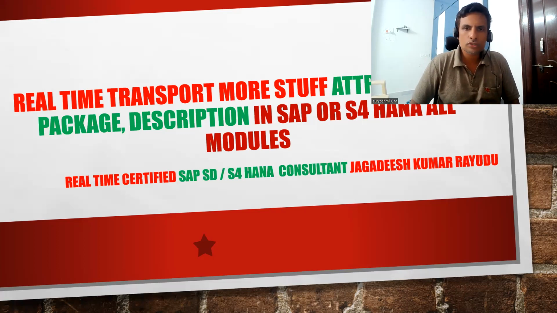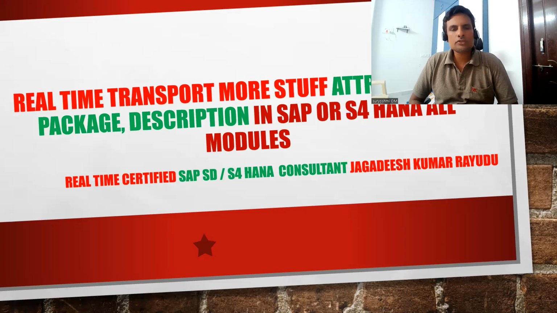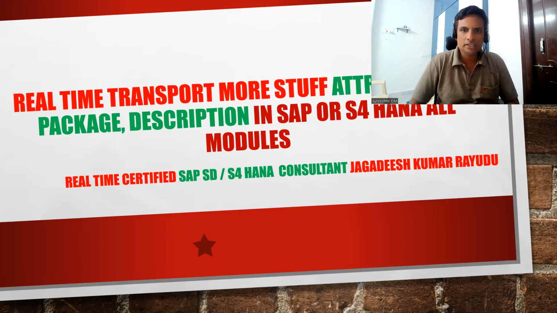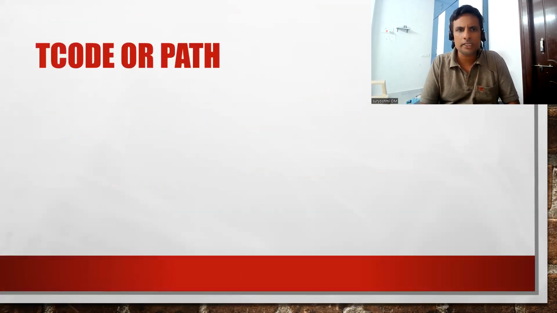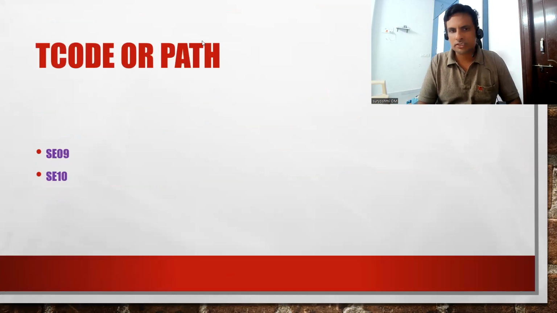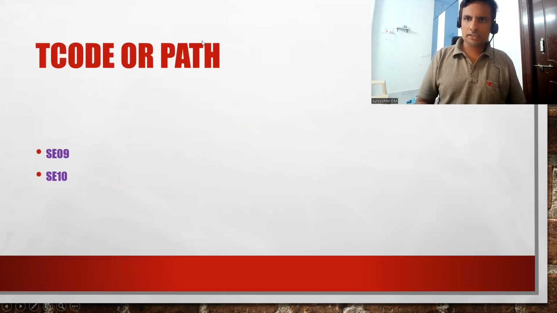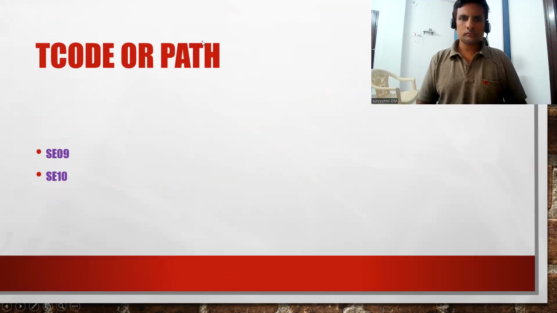Real-time transport and more stuff to learn, like attributes, package, and description. What exactly is it? Let's see this. It's part of the process. Probably some consultants might be aware of this. The transaction codes are SE09 and SE10. Most of the time, functional and technical consultants can access them.